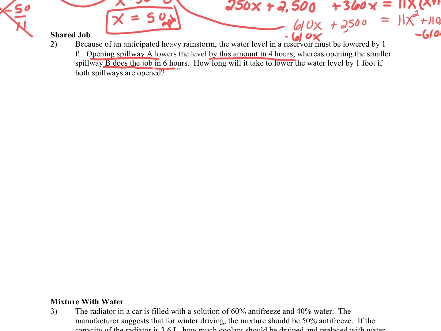So we're looking for how long it would take to lower the water level by 1 foot if both spillways were open. So x equals time using both spillways. So instead of just using one or the other, let's use both. Okay, and it definitely should take less than 4, because if one of them takes 4, when you open both, it should take less than 4. It should go quicker.